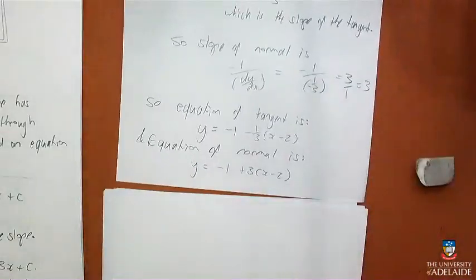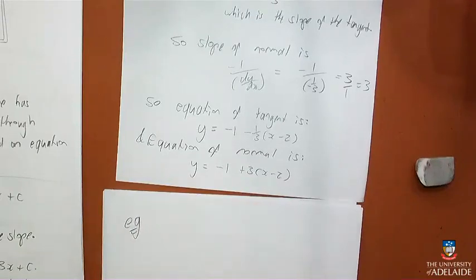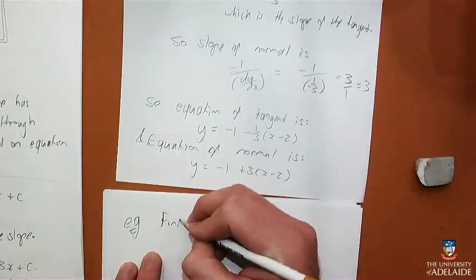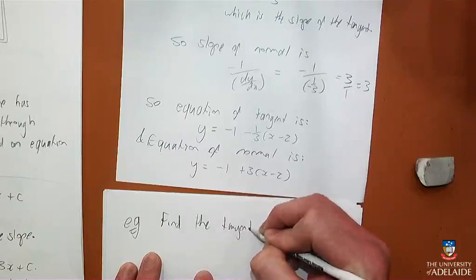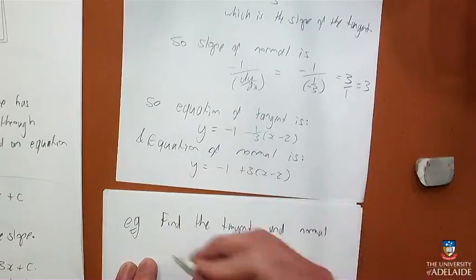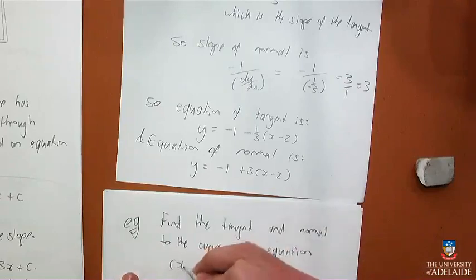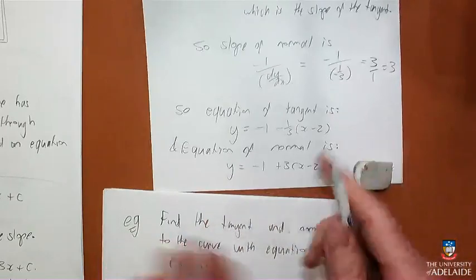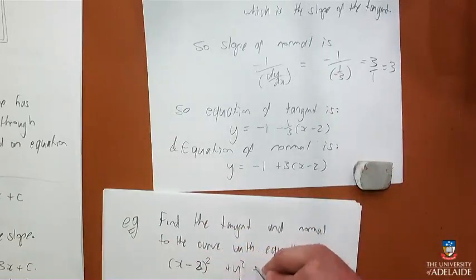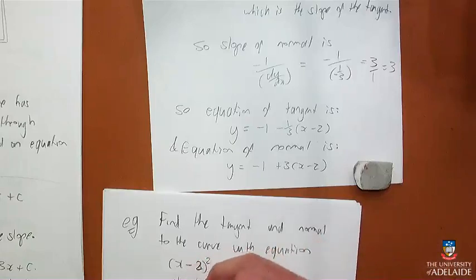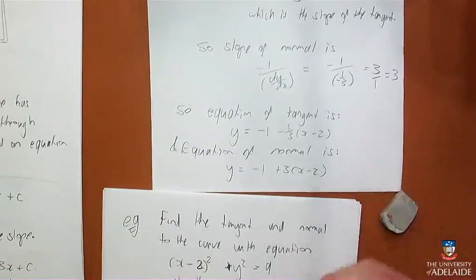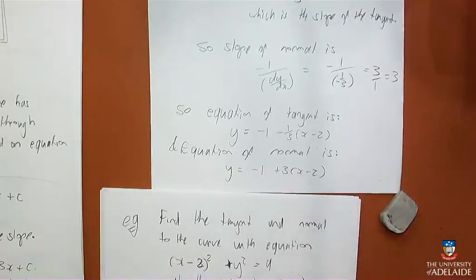Okay, so I've got a few minutes left, and I just want to do one more example. Okay, so let's find the tangent and normal to the curve with equation (x minus 2) squared plus y squared equals 9 at the point 2, 3.